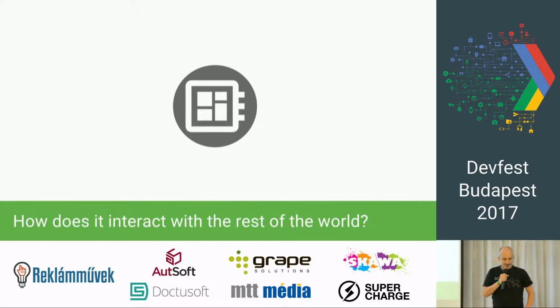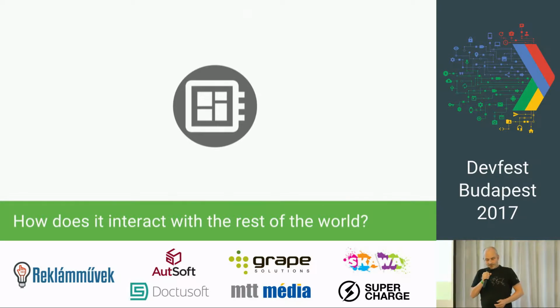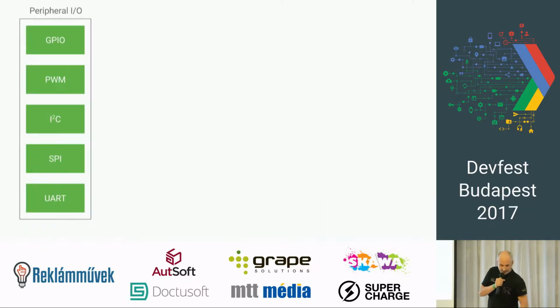So if you want to create an Android Things application, like I said, you don't have a keyboard. You don't have a display probably. So how do you interact with the world? Well, we as people use senses, and in Android Things you use sensors, and that's why Android Things has a peripheral I/O library.